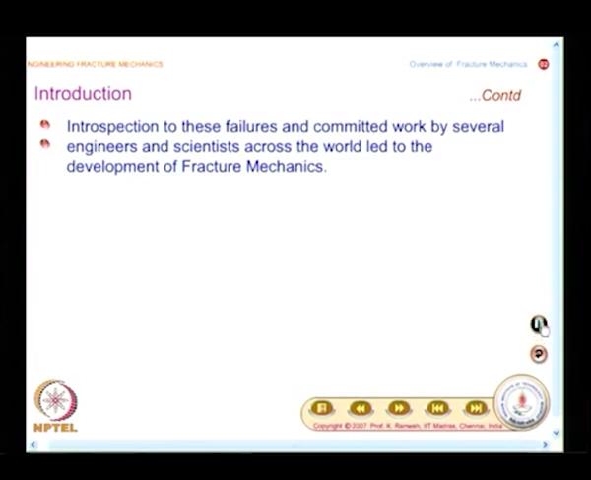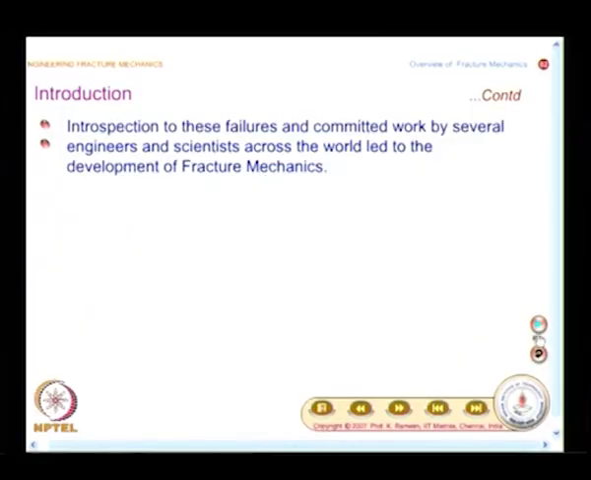So, introspection into these failures and committed work by several engineers and scientists across the world led to the development of fracture mechanics. In fact, we are going to have a detailed study on these spectacular failures, learn them case by case and find out what aspect of understanding has to be improved. We will look at it a little while later. Now, we will have an overall course outline in a very brief fashion.